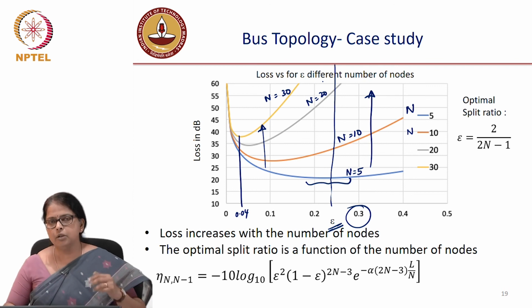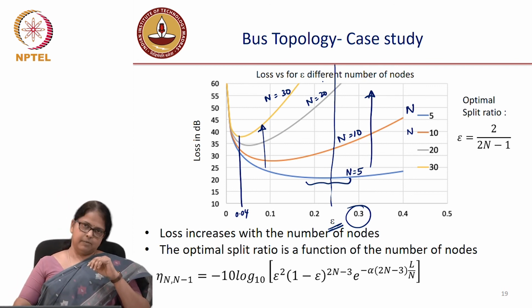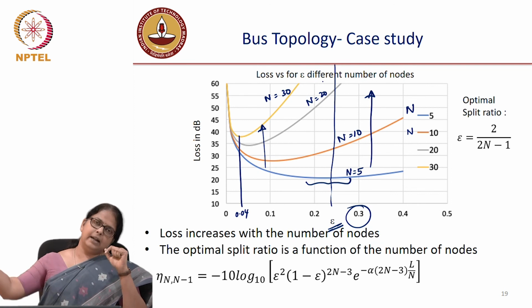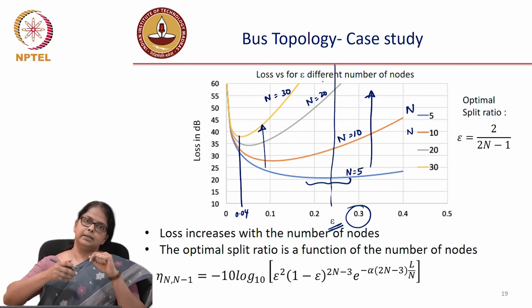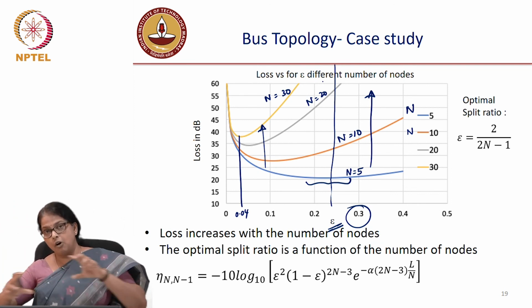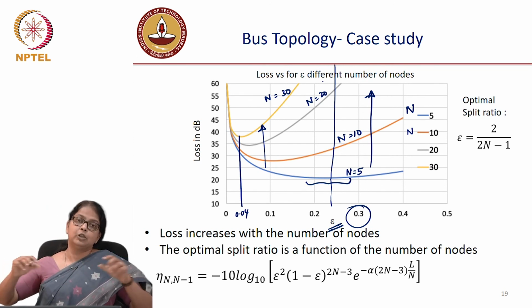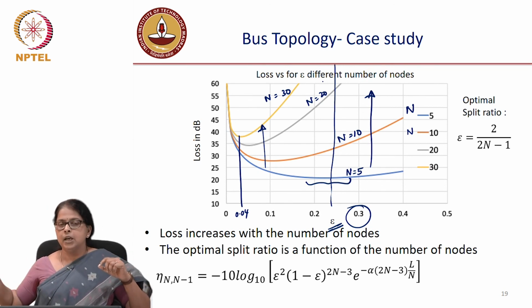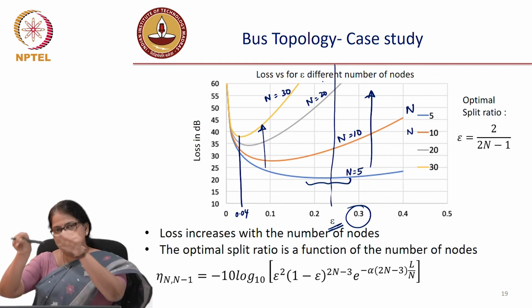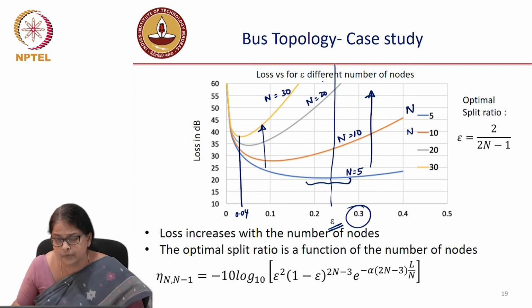So this is also talking about the scalability of a bus network. If you were adding nodes in a bus network, it means that the coupling ratio of all the nodes has to be changed. It means all the couplers need to be changed. It's not a question of adding one node and hence changing the coupling ratio there.